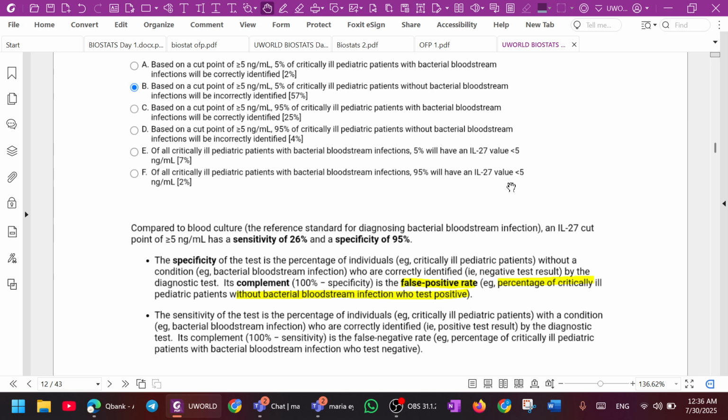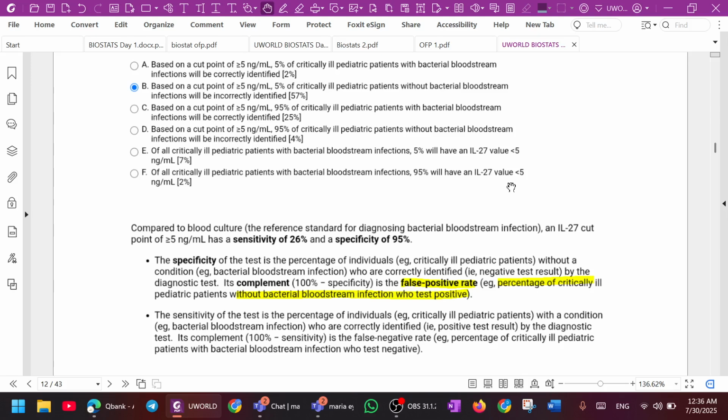Specificity is 95%. So it is true negative. Sorry, this is what you're trying to say: 5% will have IL-27. These things don't make sense. This one doesn't. Let's keep this one instead.